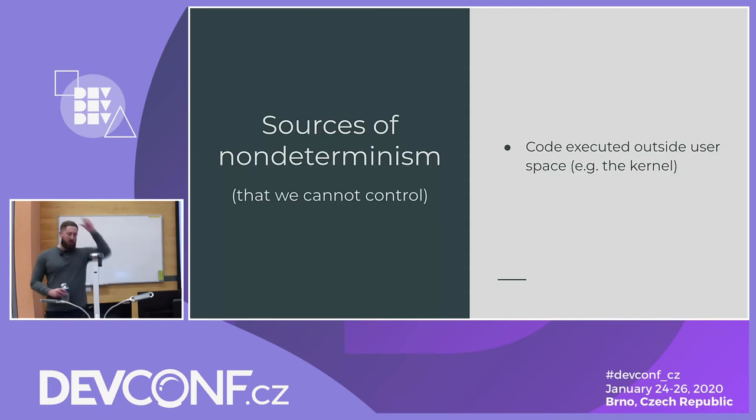So let's talk about some sources of non-determinism that we can't control. Those were all things that we could control. Now we're talking about things that we can't control. So, code executed outside user space in the kernel. Turns out, as I mentioned, that doesn't really matter. We just record the result of whatever it does.